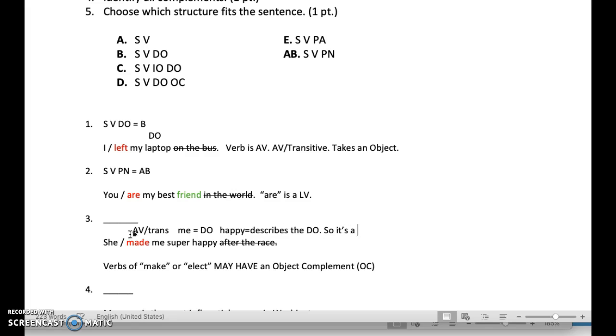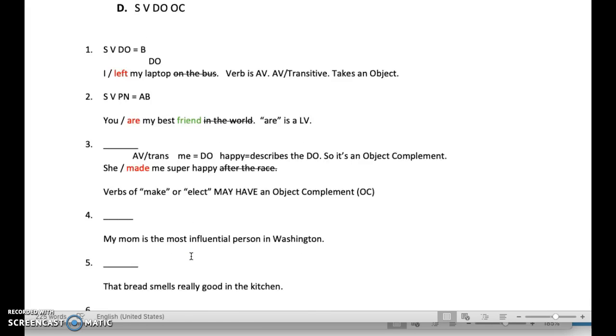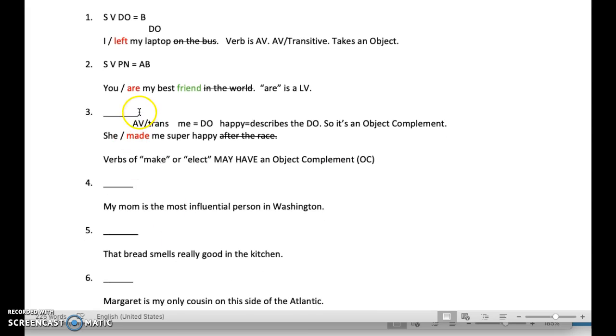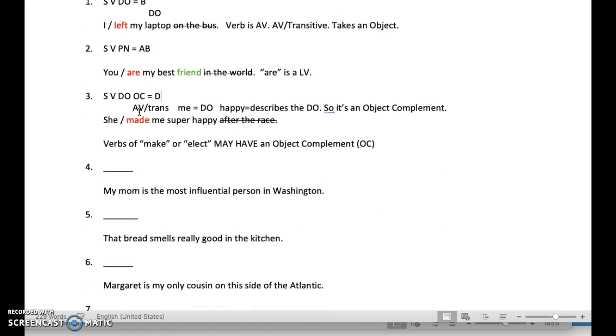So it's an object complement. In other words, it's just kind of completing or complementing the meaning of the object complement. All right, next one. So what are we dealing with here? We're dealing with a subject, verb, DOOC structure, which equals letter choice D.